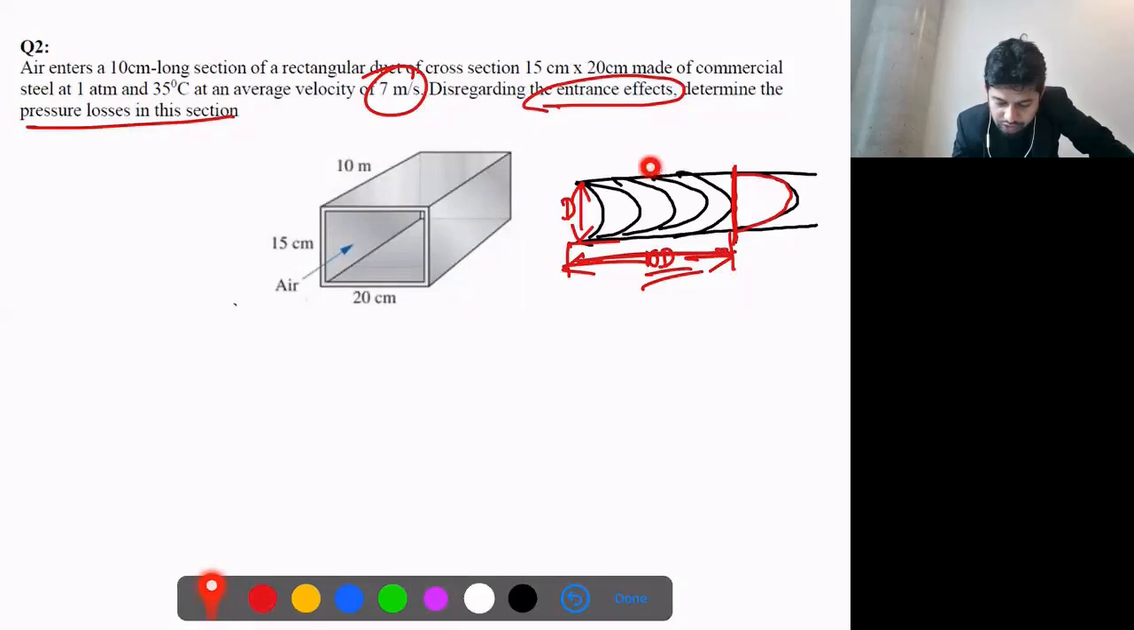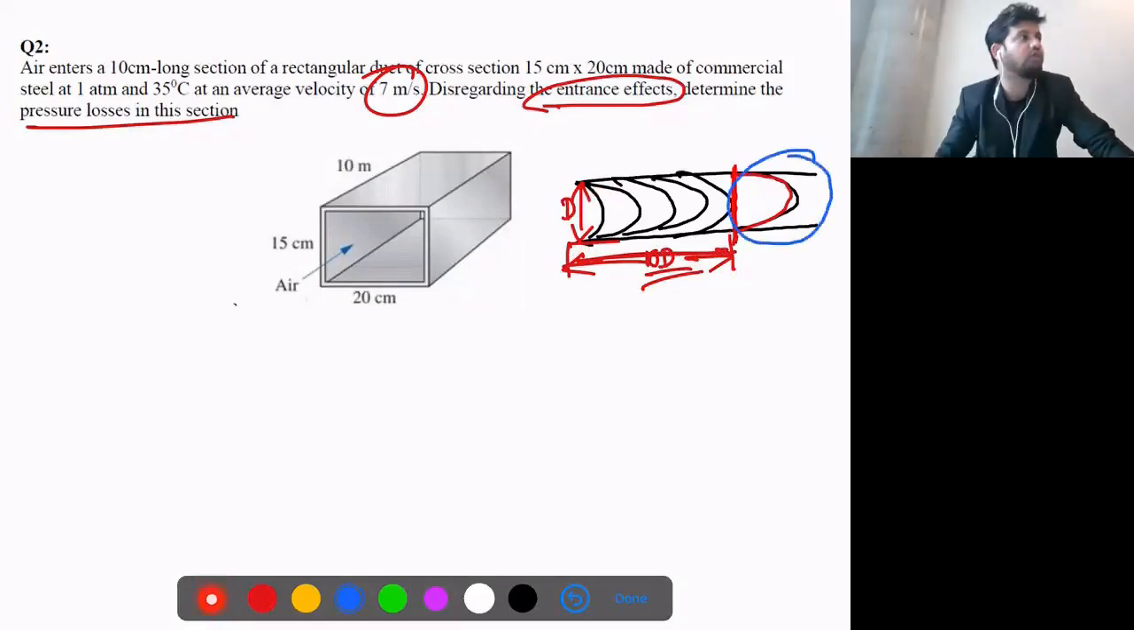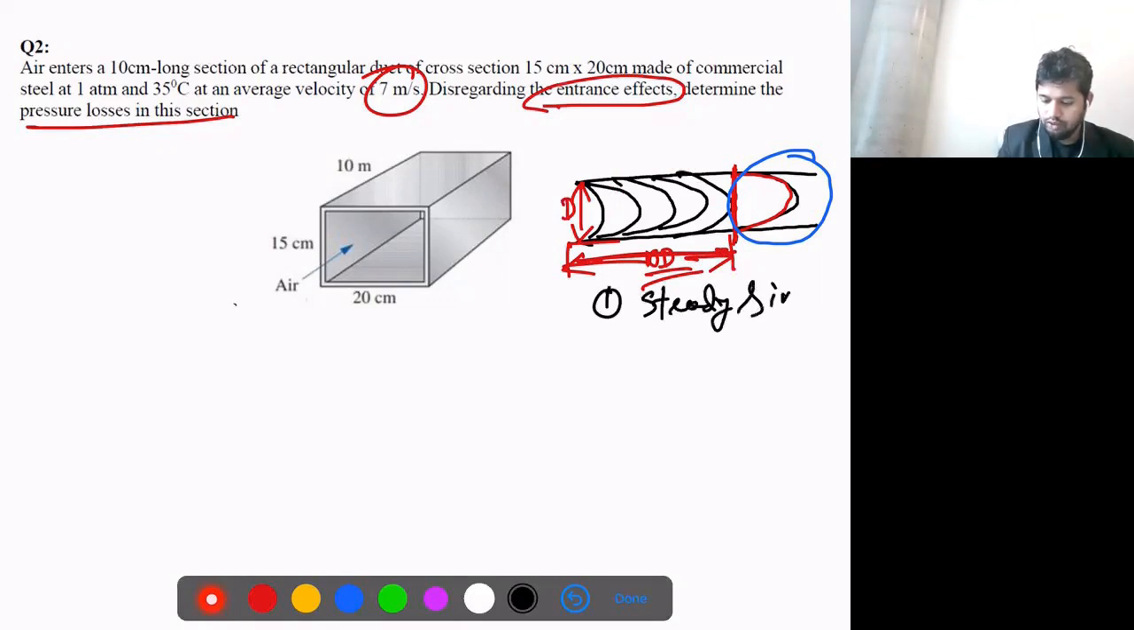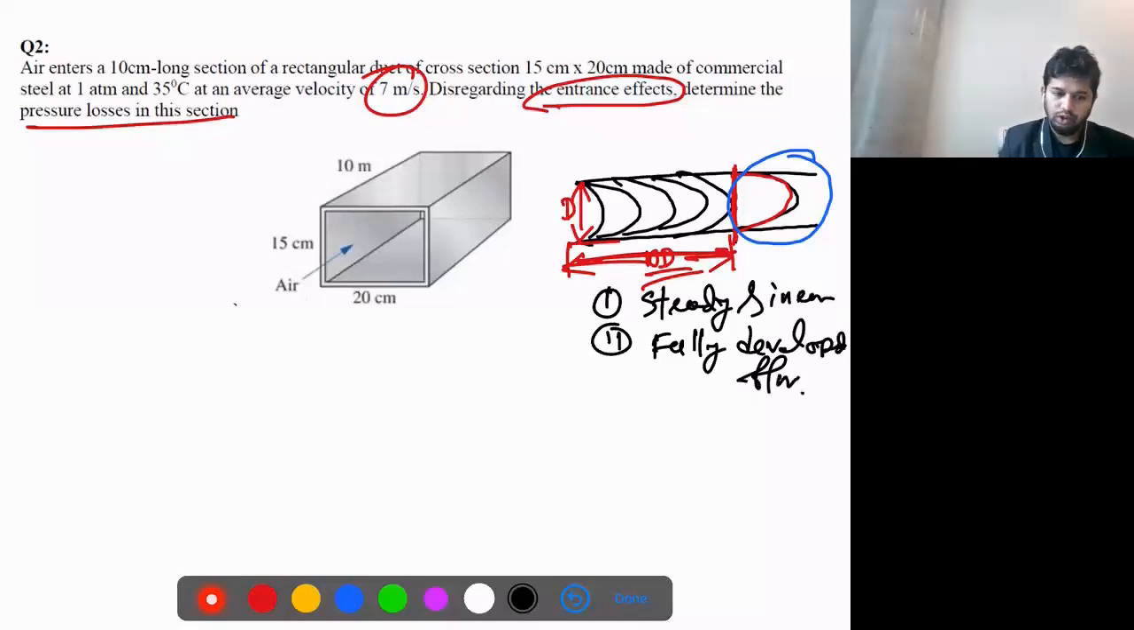So when it says you just disregard this, that means now you have only this section. That means your flow is fully developed. You know what I mean? So we need to use the assumption that the flow is fully developed, and we'll solve this question that way. So the assumptions for this problem: we'll say this is steady and incompressible. We'll say it is fully developed flow.